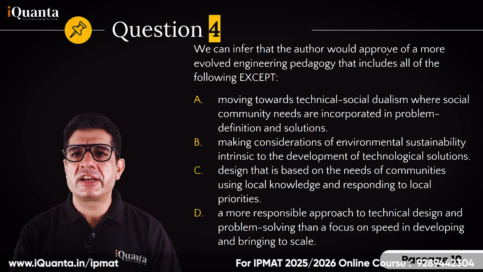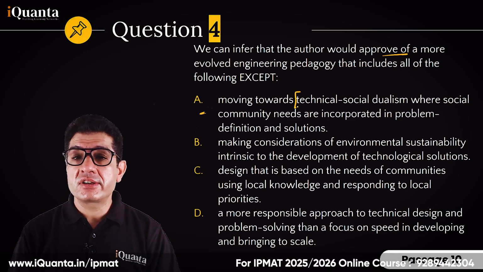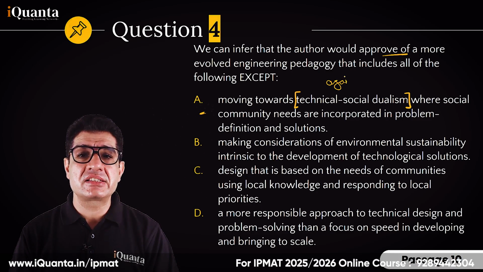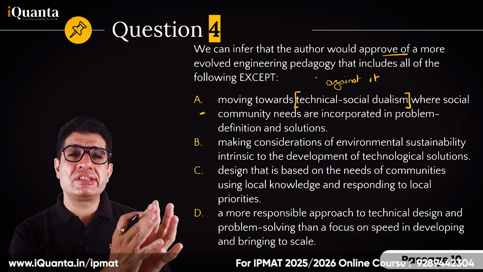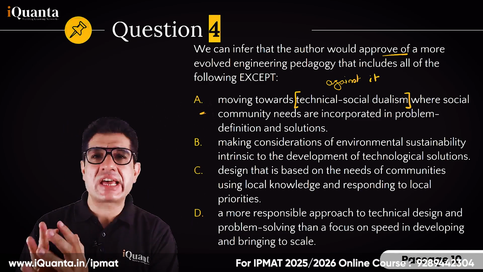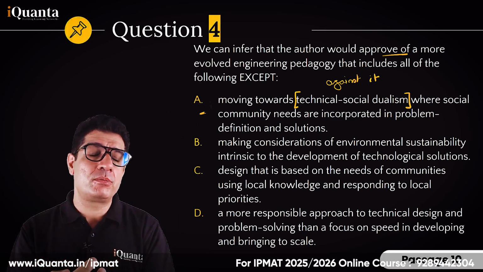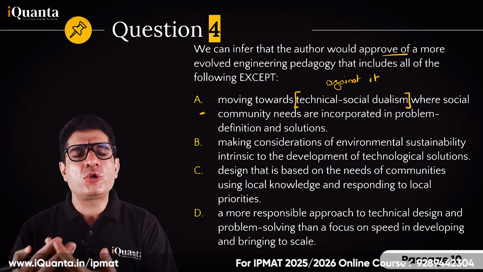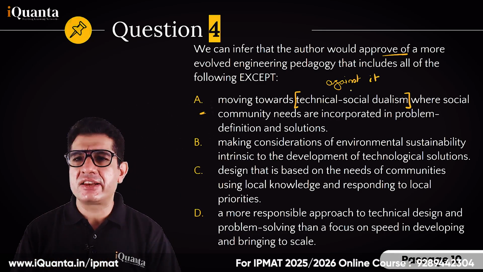So what is it that he would approve of? So A, moving towards technical social dualism. The author says that there is a technical social dualism and the author is against it. He says that you should not think of technology as something which is separate from the society. Society is the basis. You need to identify the problems of the society and then use technology as a tool to fix those problems. You should not think of technology as separate and society as separate. So author very clearly is against it.